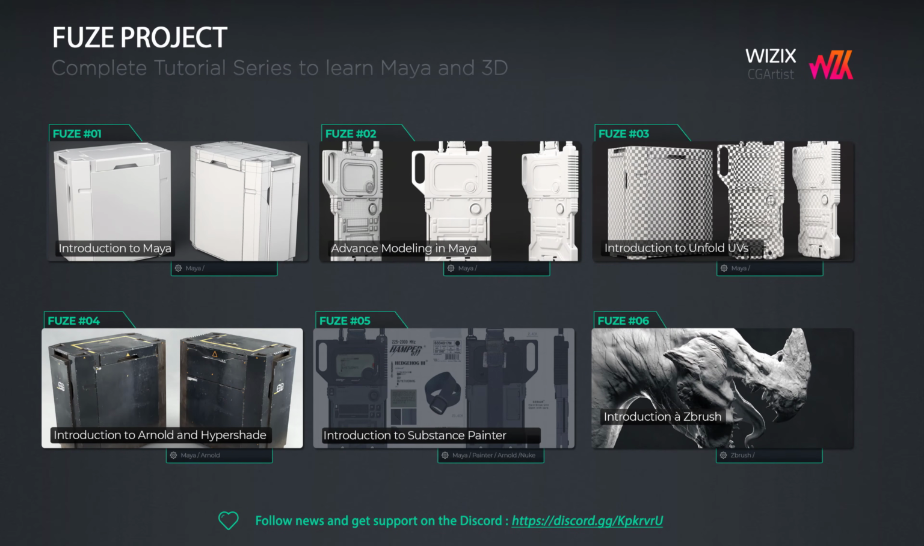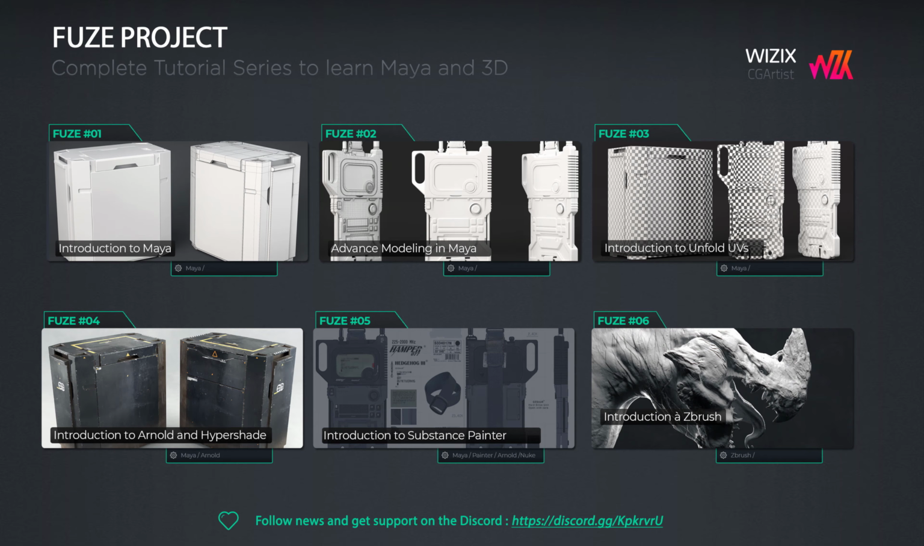Here is what will be covered. In Fuze 1, Maya Basics. We start from zero, interface navigation and core modeling concept. Then in Fuze 2, Advanced Modeling. We push further with art surface modeling of a complex, quad-based asset that match concept art precisely.